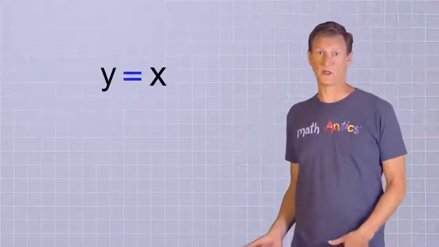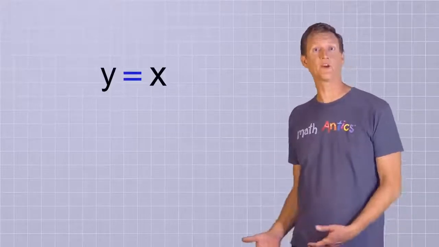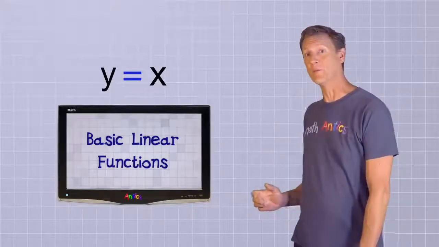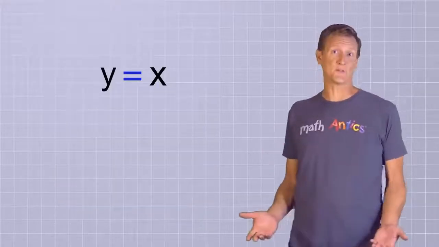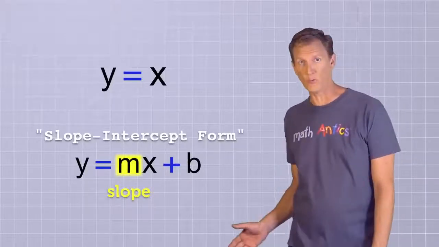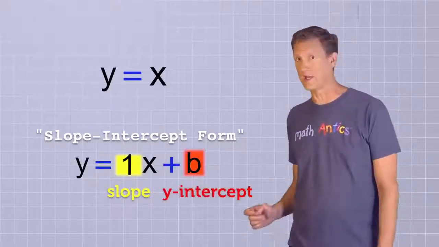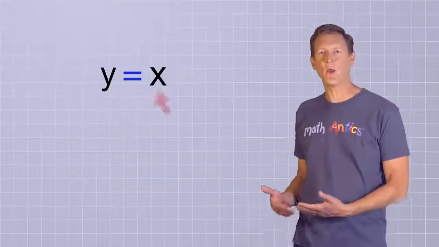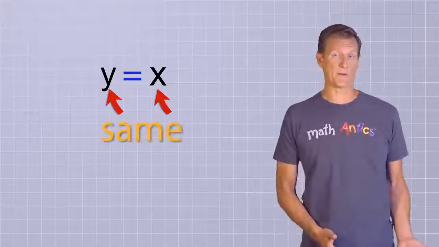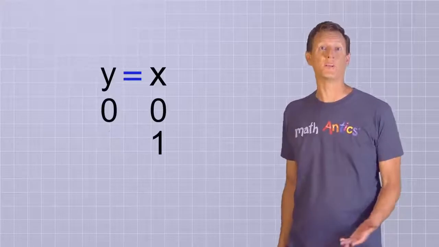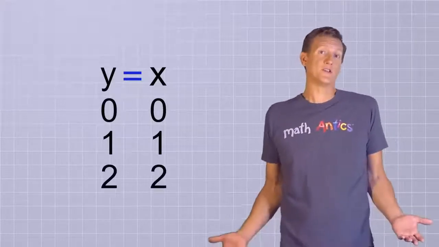To answer that question, let's first start with the very simple equation y equals x. If you watched our video called Basic Linear Functions, and I highly recommend that you do, you'll remember that y equals x is just a special case of the slope-intercept form of a line, where m, the slope, equals 1, and b, the y-intercept, equals 0. This equation tells us that whatever value x is, y must be the same. If x is 0, then y is 0. If x is 1, then y is 1. If x is 2, then y is 2.